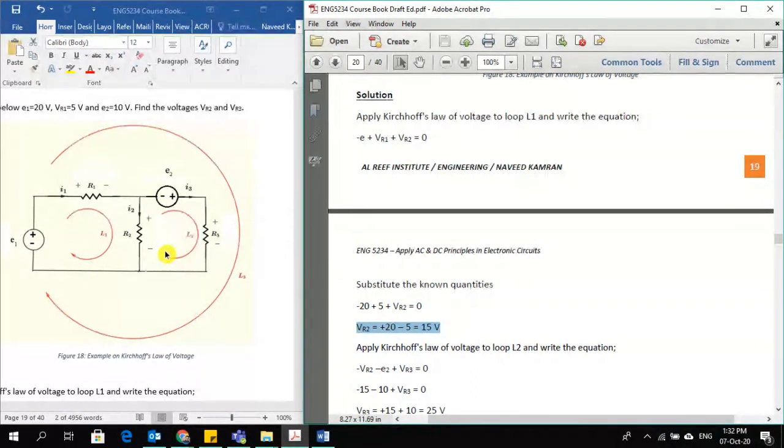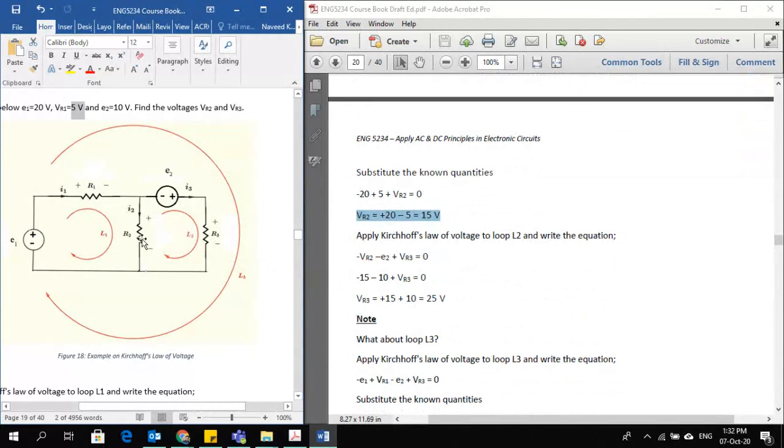Now, the second part of the question says you need to find the voltage on this resistor R3, VR3. For that, we can make use of this second loop. In the second loop, we have three components, R2, E2 and R3. Okay, the voltage on R2 we know is 15 volts. E2 we know is 10 volts. It is given in the question. And the voltage on R3, VR3, we need to find out.